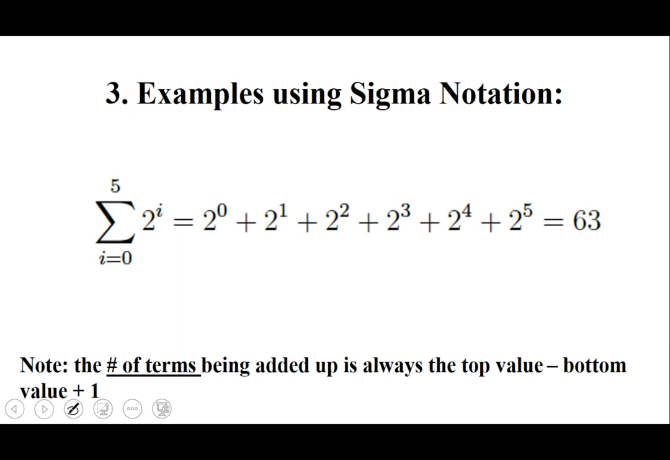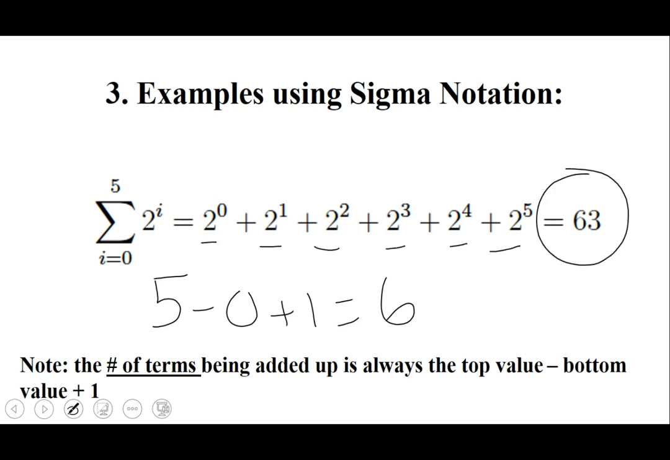Another example done for you. You're adding up all the things from 0 to 5 for the function 2 to the i. If you wanted to be sure how many things that is, you take the top value, which is 5, minus the bottom value, which is 0, and then add 1. That's telling you that you should be adding up 6 different terms. And here they are, 1, 2, 3, 4, 5, 6. Add those together for a total of 63.